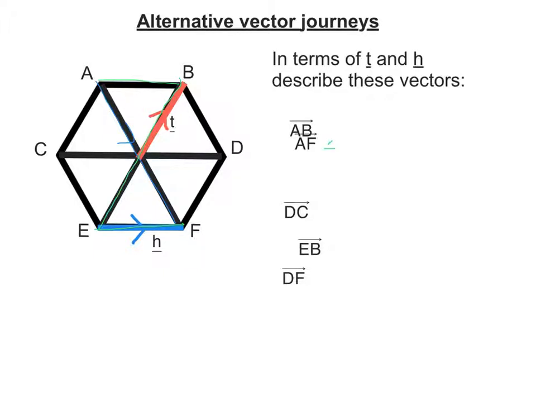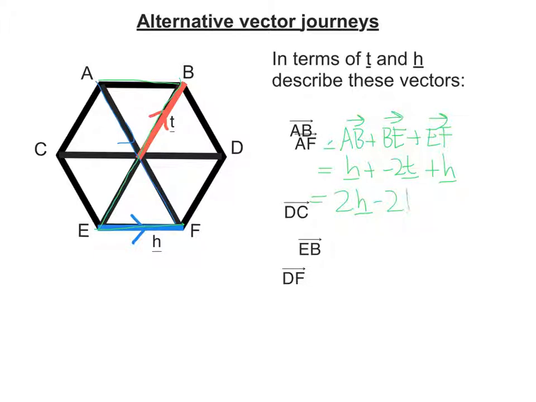So A to F, we're going to do is A to B, plus B to E, plus E to F. So A to B, well, that's parallel to H going in the same direction, so that's H. B to E is going backwards down T and twice as long, so it's going to be negative 2T. And E to F is along H, so we need to add another H. So if I add these together, H plus H is 2H, plus negative 2T is take away 2T. So we've got 2H minus 2T is A to F.